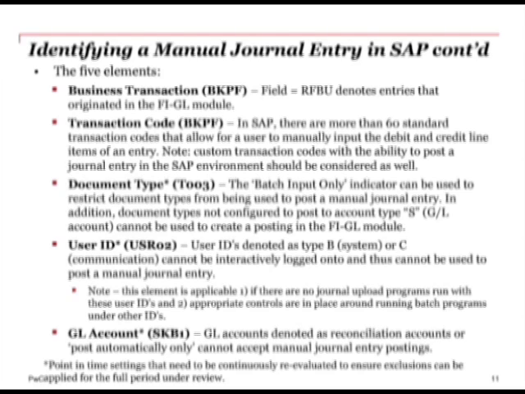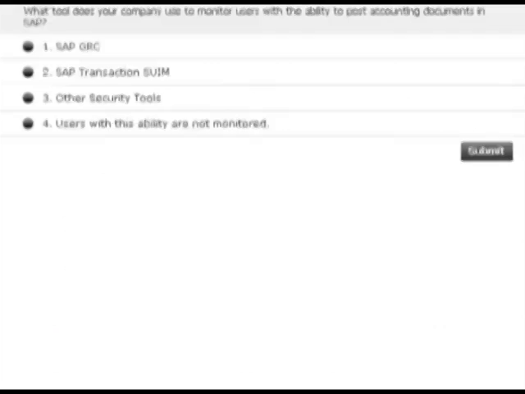So moving on to the fifth element, and the last one that we have here is GL account. So GL account master data, the configuration that we're looking at, sits in SKB1, the company code level. And GL accounts can be denoted as reconciliation accounts or post-automatic only. And that means that they cannot accept a manual journal entry posting. So if an end user picks these GL accounts in a manual journal entry and tries to post to them, the journal will not be posted. So if a GL account is flagged as a reconciliation account or post-automatic only, then we can exclude those line items from our manual journal entry population as well.